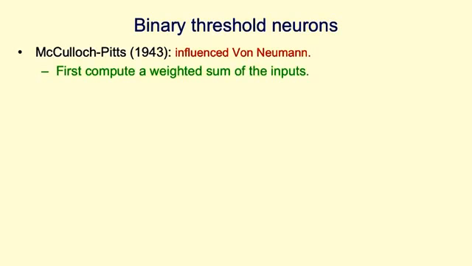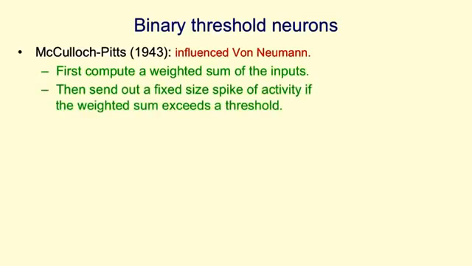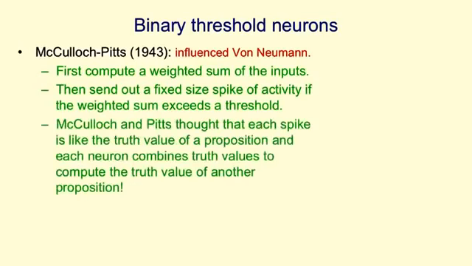Very different from linear neurons are binary threshold neurons that were introduced by McCulloch and Pitts. They actually influenced von Neumann when he was thinking about how to design a universal computer. In a binary threshold neuron, you first compute a weighted sum of the inputs, and then you send out a spike of activity if that weighted sum exceeds the threshold. McCulloch and Pitts thought that the spikes were like the truth values of propositions. So each neuron is combining the truth values it gets from other neurons to produce a truth value of its own, and that's like combining some propositions to compute the truth value of another proposition.